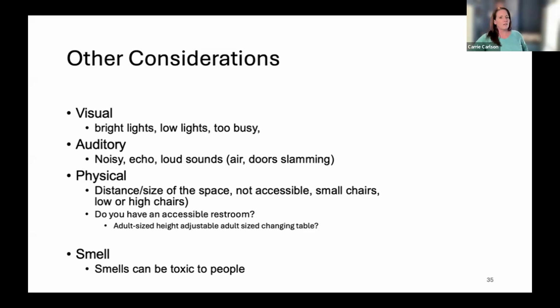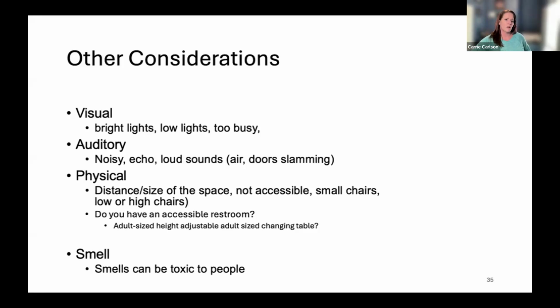Do they have high or low chairs, right? I know sometimes my father-in-law has a hard time getting off my couch, right? So we had to get him a different chair. It's just he has a bad knee, right? So do you have accessible restrooms, right? Do you have an adult size height adjustable changing table, right? Those are things you need to consider.